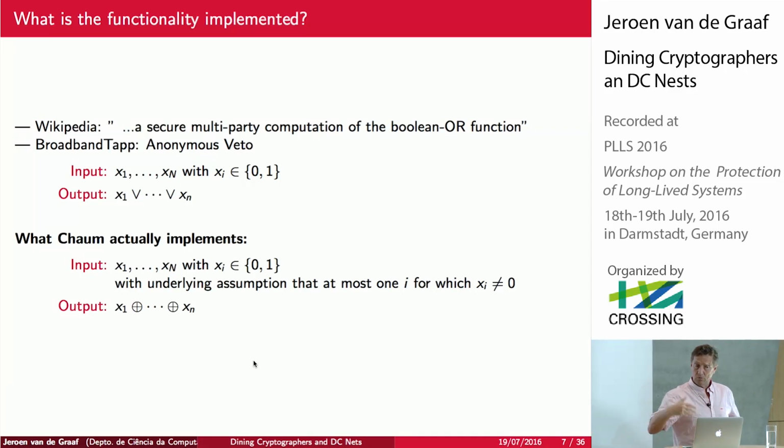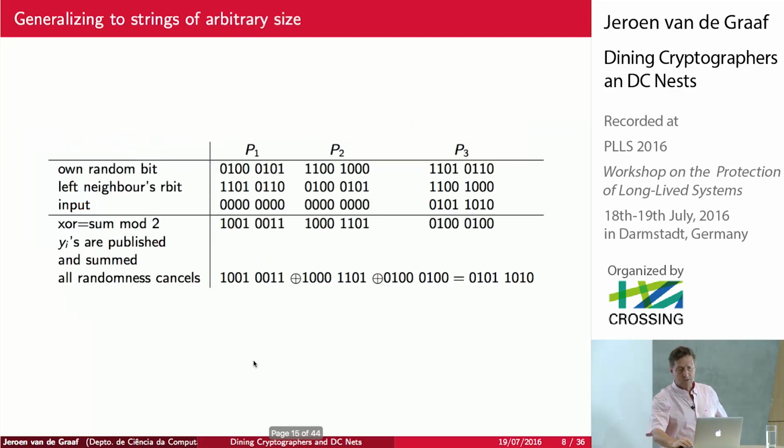Essentially, in the context of anonymous broadcast, this is the kind of functionality that we want to generalize and that we want to use. It's very easy to see how to generalize it for strings of arbitrary size. Here I choose the size 8, and so what they do is they just repeat it and do the exclusive OR bitwise. And again, all the randomness cancels.